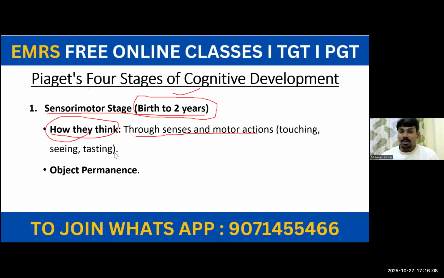So one of the major things by the end of the sensory motor stage, that is, by the time the child reaches 2 years, they develop something called object permanence. Right? What is this object permanence? This is the understanding that objects continue to exist even when they cannot be seen. I'll give you a very nice example of this. Have you played with small children? You all might have played with small children at some point in your life, right?